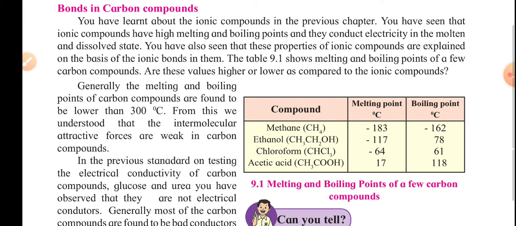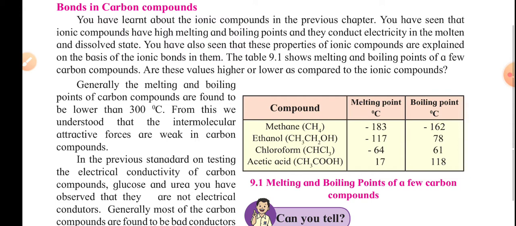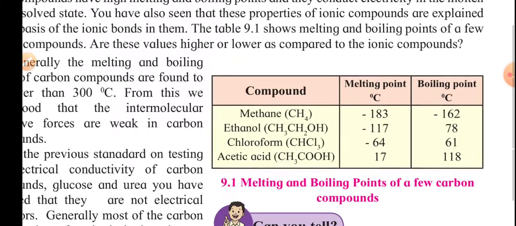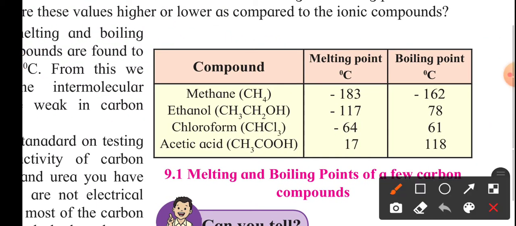The carbon symbol is C, as you know very well, and its atomic number is 6 and the mass number is 12. Electronic configuration is 2, 4. When we talk about carbon and its hydrocarbons, already we have stated in a previous standard that hydrocarbons have low melting and boiling points. You can see methane, CH4, has a melting point of minus 183 and a boiling point of minus 162 degrees Celsius.